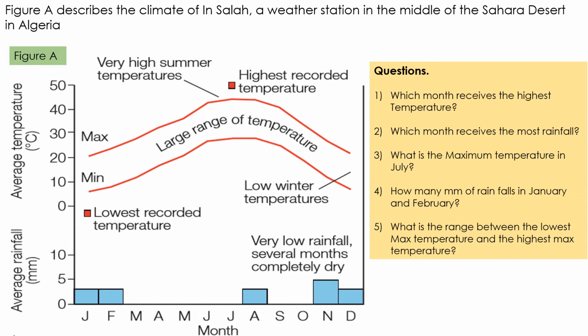What I'd like you to do is, using that climate graph, I'd like you to have a go at just trying to complete the 5 questions that I've provided you with on the right hand side. Make sure, please, that you're accurate when you're maybe trying to state the temperature or the amount of rain which falls within that area. So pause the PowerPoint now and use figure A to complete the 5 questions which have been provided for you.